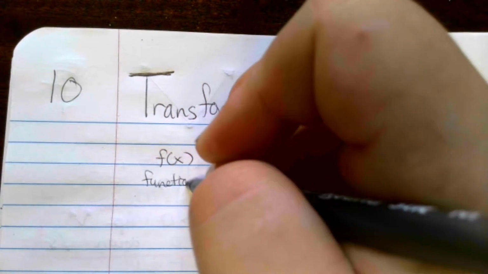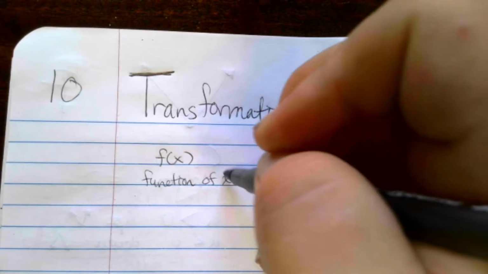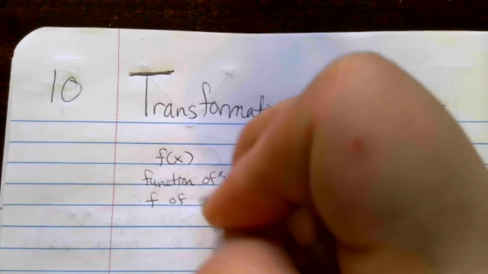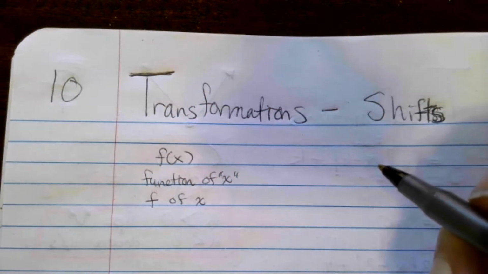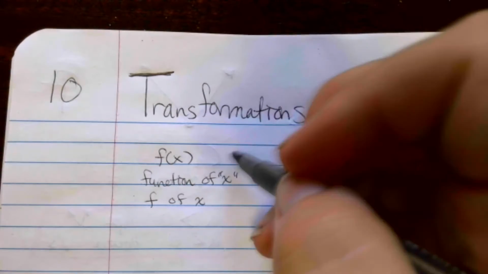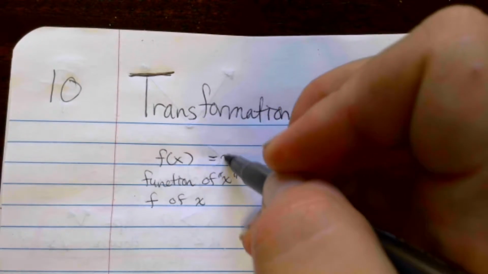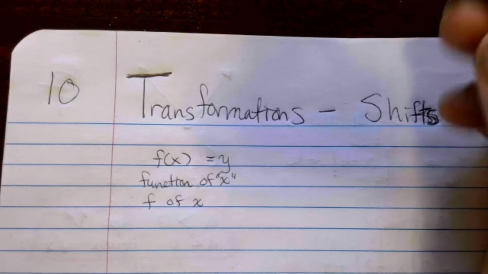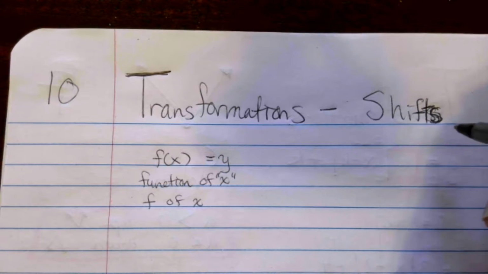f of x, remember, is our function. It just means function of x, and it's always going to be your output or your y value. There are four different kinds of shifts.